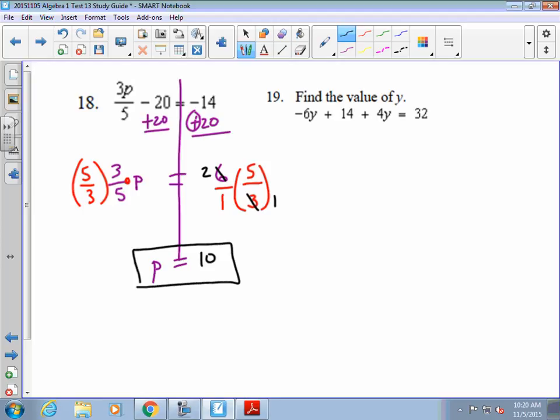Number 19 says find the value of y. We just solve for y. Before we try to bring anything across, we want to combine our like terms. Negative 6y and positive 4y. We get negative 2y. Plus 14 is still there, is equal to 32.